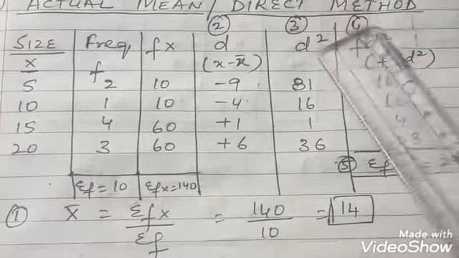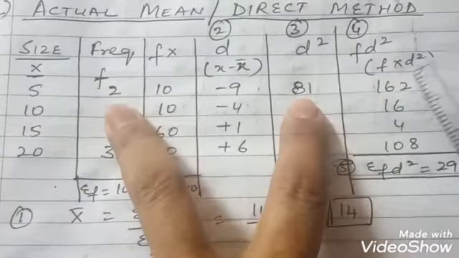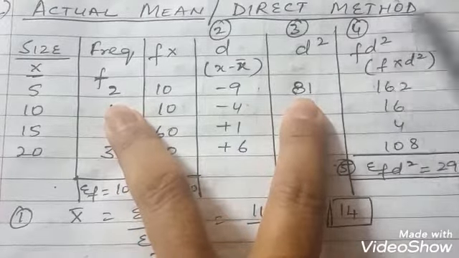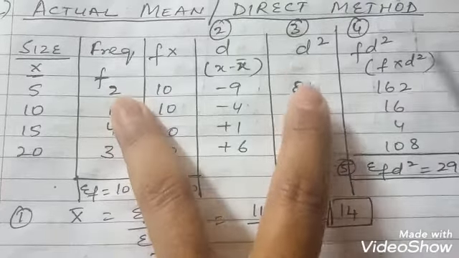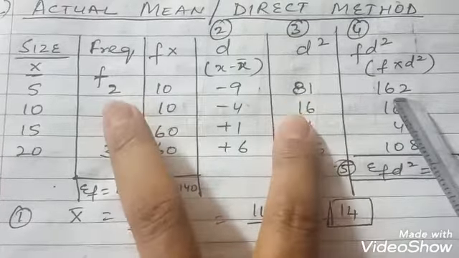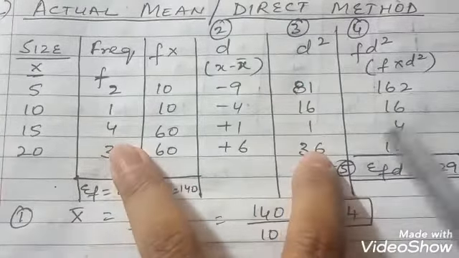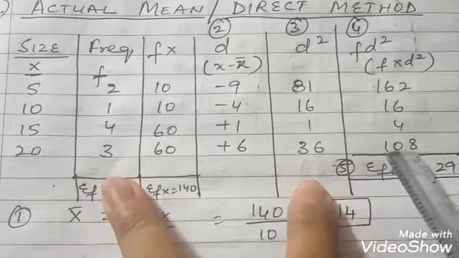The fourth step will be multiplying f into d square. So it's f d square. Remember children, it is not f d whole square. It is f into d square. So it is 2 into 81, 162. 1 into 16, 16. 4 into 1, I'm sorry, 4. 3 into 36, which is 108.